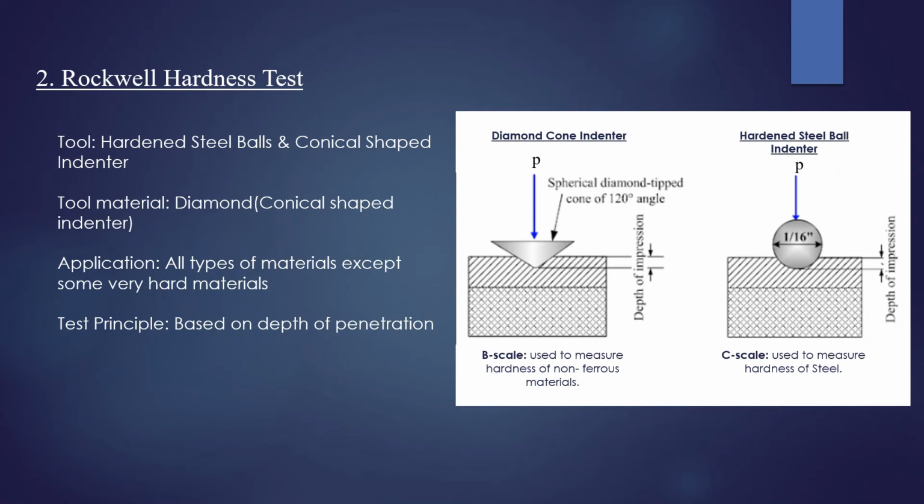Next, we shall know about the Rockwell hardness test. This Rockwell hardness test is suitable for all kinds of material. The exception is only for very hard material. And here I have shown you a diamond cone indenter as well as a hardened steel ball indenter. I can say in the Rockwell hardness test, it has 9 scales of hardness, out of which the B scale and C scale are widely used. The B scale is especially used to measure the hardness of non-ferrous material, and the C scale is used to measure the hardness of steel.